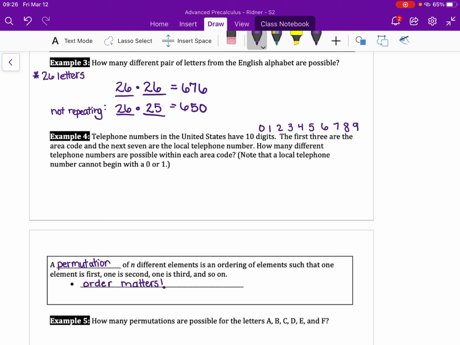Note that there are also 10 digits in our number system. So not just for a phone number, but like looking at your keyboard, notice there are 10 different digits that make up every other number for our entire number system. So I have 10 digits to choose from. But we have a special little note there that local telephone numbers cannot begin with a 1 or a 0.